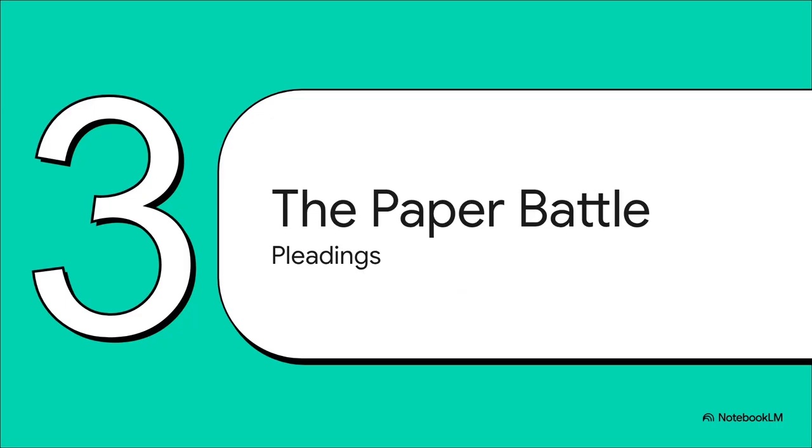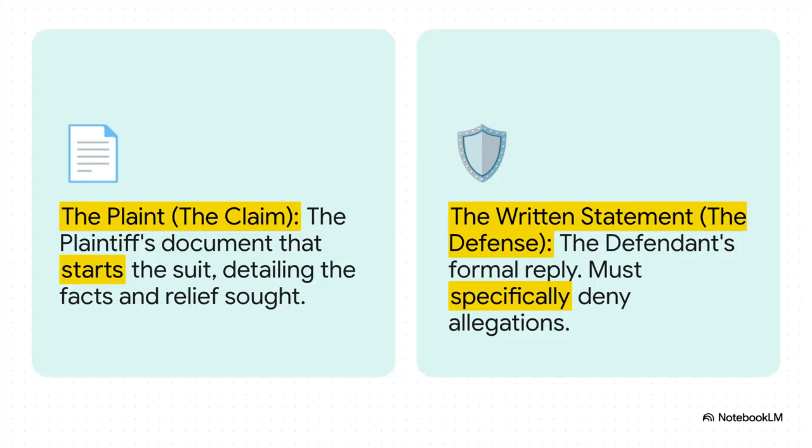All right, we found the right courthouse. Now the real action starts. But not with shouting matches, it starts with paper. We're entering the pleading stage. Think of this as the opening salvos in a paper battle, where both sides formally draw their battle lines. So this paper battle boils down to two core documents. First up, you've got the plaint.